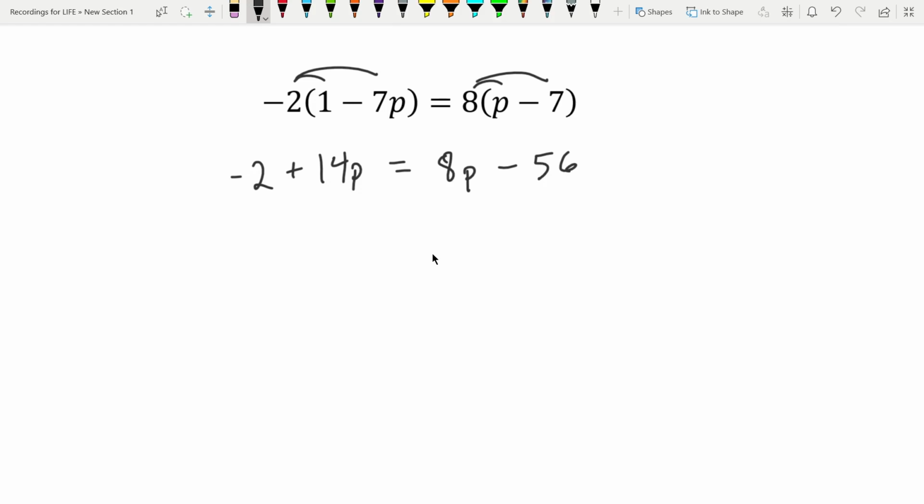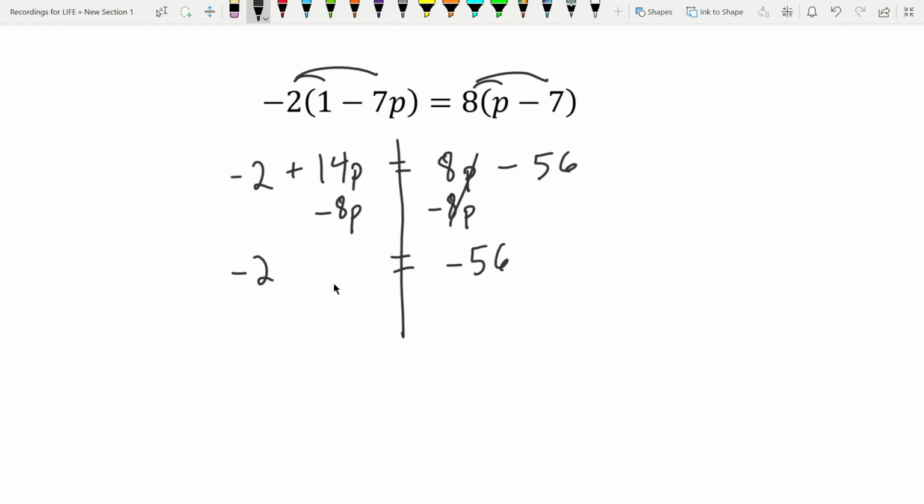Now I need to get the P's to one side. I can either subtract 14P from this side and move it over here, or subtract 8P from this side and move it over there. Doesn't matter which way you do it. I like to keep things positive though. So I'm going to subtract 8P from this side and get it over to this side. As long as you do it on both sides of the equation, that will be a valid way of doing it. So -56 is all that's left on this right-hand side.